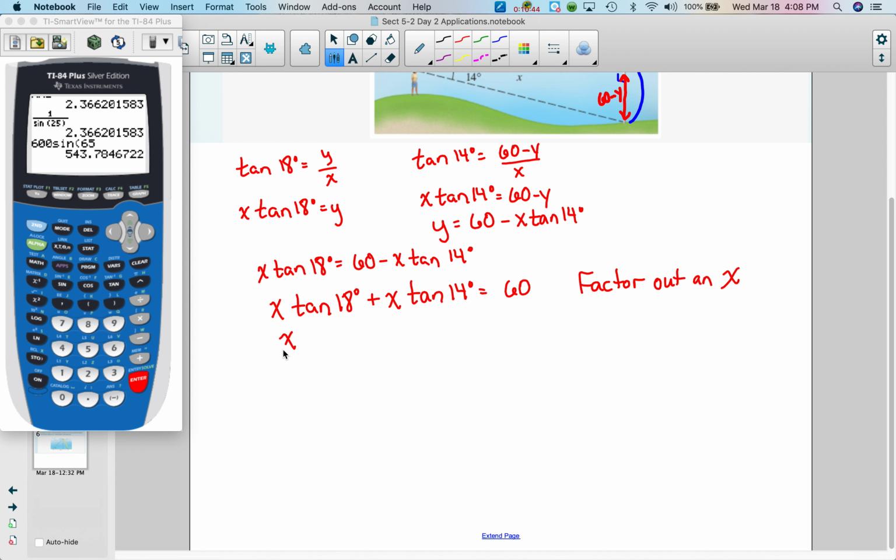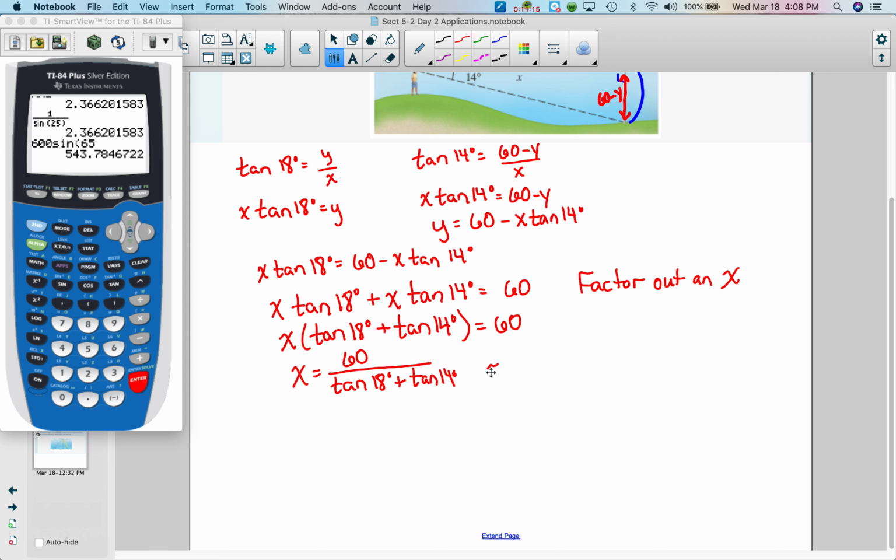So I'm going to have x times tangent 18. Remember, this is just a number that we're going to use our calculator to evaluate, plus tangent 14 equals 60. This is multiplied. I want to undo multiplying by this expression, so now I'm going to divide both sides by this sum of these tangents. So I'm going to have 60 over tangent 18 plus tangent 14.